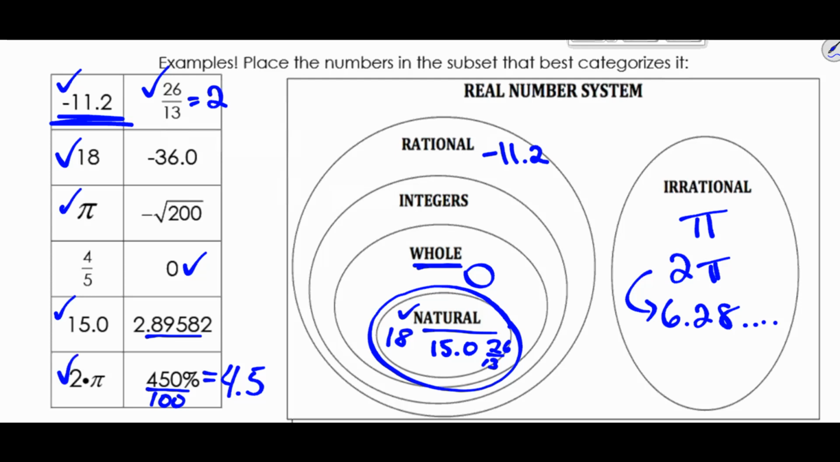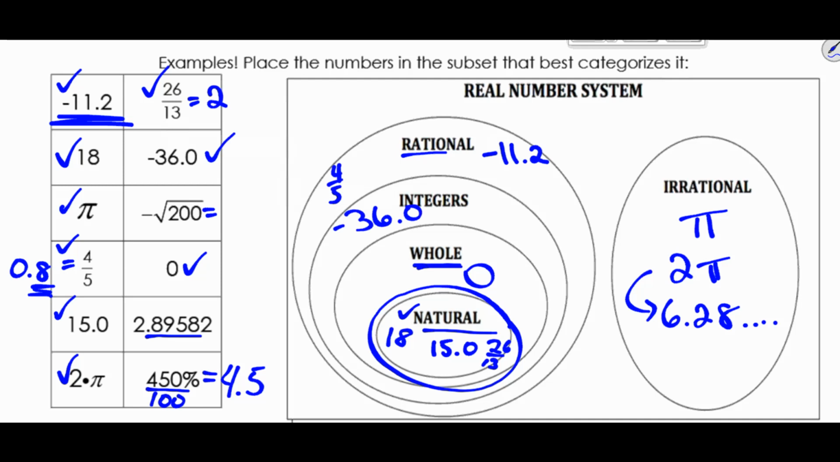All right, 4 divided by 5 is 0.8. That's a decimal that stops. It's also a fraction, so we know that's rational. Negative 36.0, it's kind of like the 15.0. That 0 really doesn't mean anything. It's just negative 36. That's a negative whole number. So that is an integer.